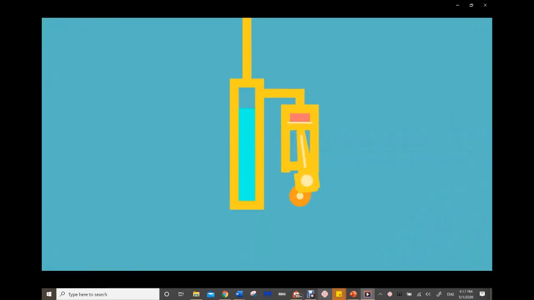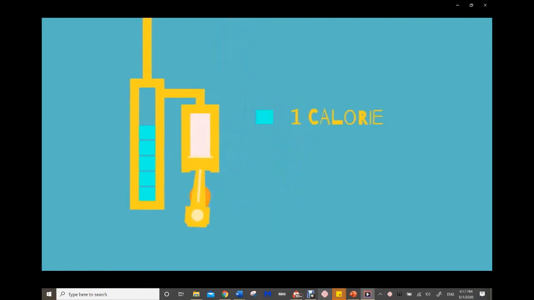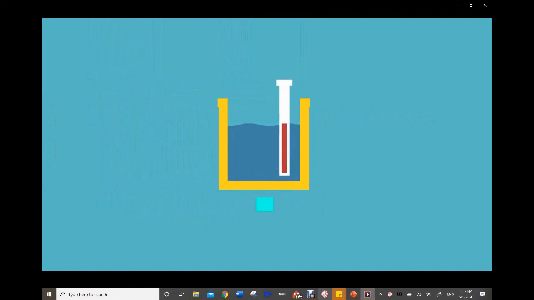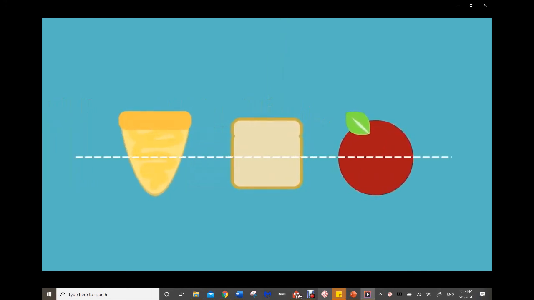So we have to be able to measure the energy we consume and use, and we do so with a unit called the calorie. One calorie, the kind we measure in food, also called a large calorie, is defined as the amount of energy it would take to raise the temperature of 1 kilogram of water by 1 degree Celsius. Everything we consume has a calorie count, a measure of how much energy the item stores in its chemical bonds.